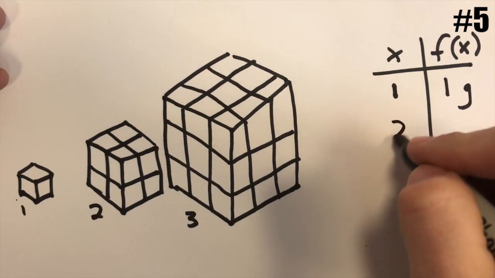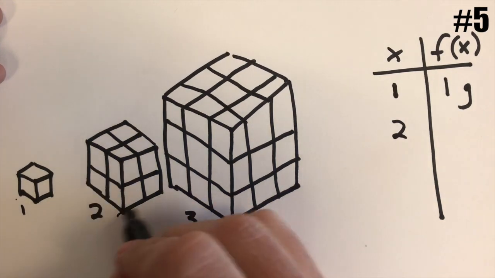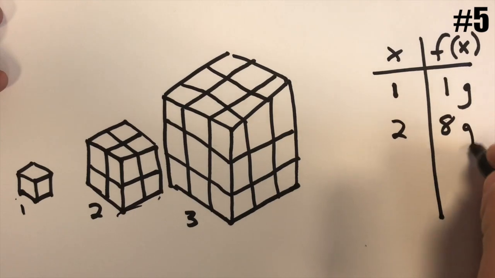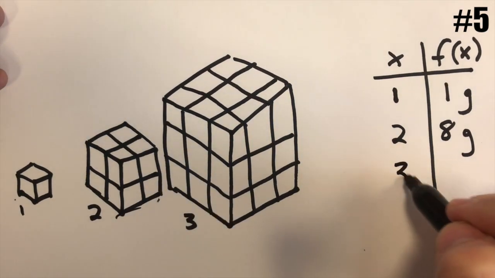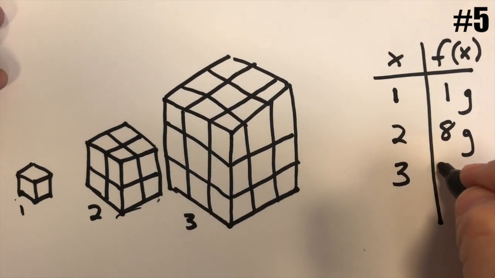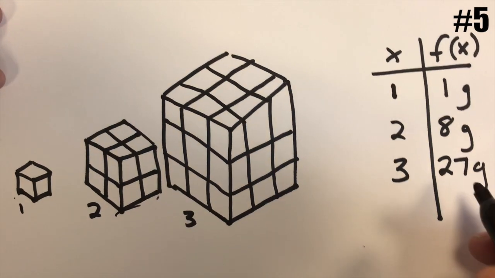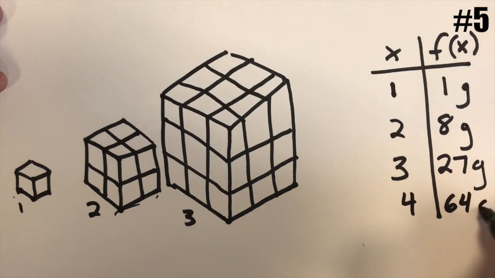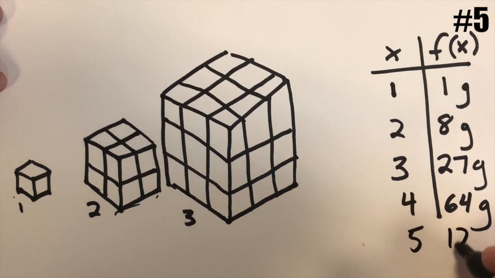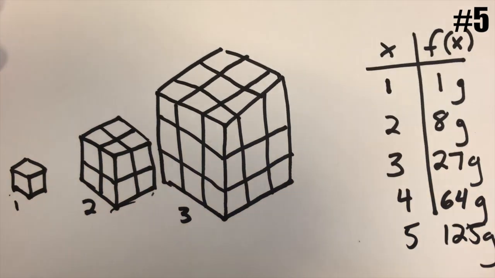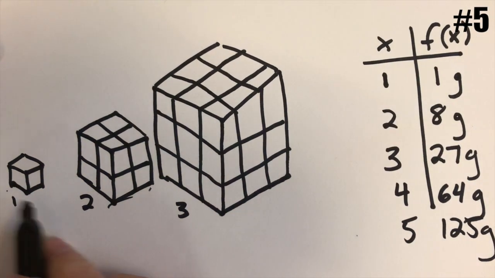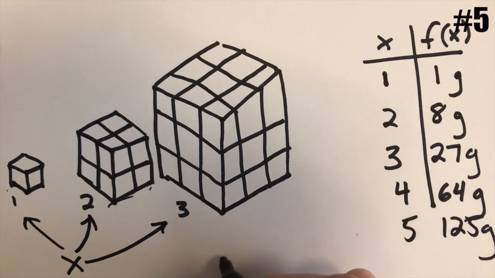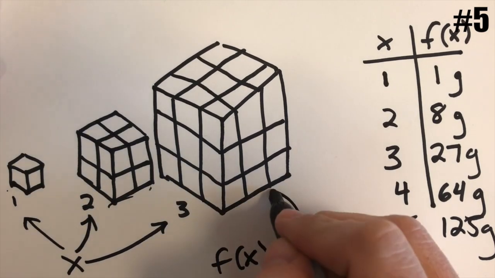If we increase that side length to 2, now there are actually 8 little cubes that make it up, and so the mass is 8 grams. If we increase it to 3, that goes to actually 27 grams. If we increase it beyond the picture to 4, we're at 64 grams, and so on. 5 will actually be 125 grams. So if x is the length of the side of a cube, and f of x is the mass of the cube.